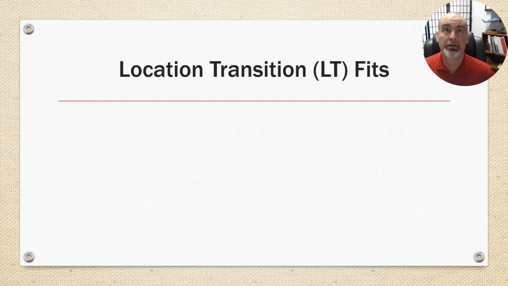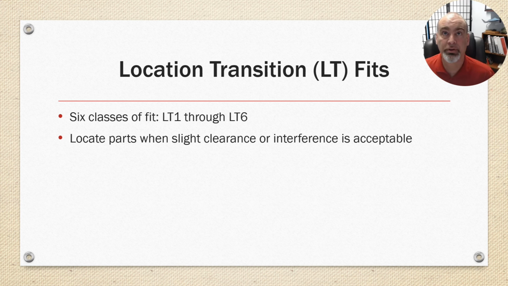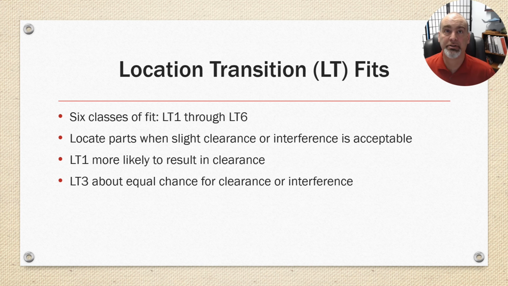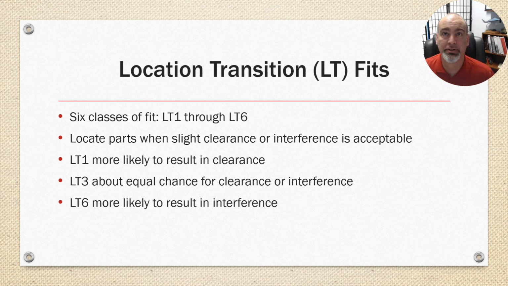We then have our location transition fits. There are 6 classes of fit, LT1 through 6. They locate parts when slight clearance or interference is acceptable. LT1 is more likely to result in clearance. LT3 is about an equal chance for clearance or interference, and LT6 is more likely to result in interference. So again, you're going to put these things together, you're going to locate them, and you don't plan on taking them apart very often.